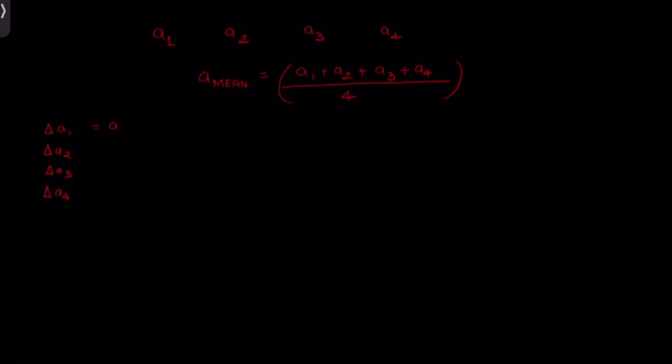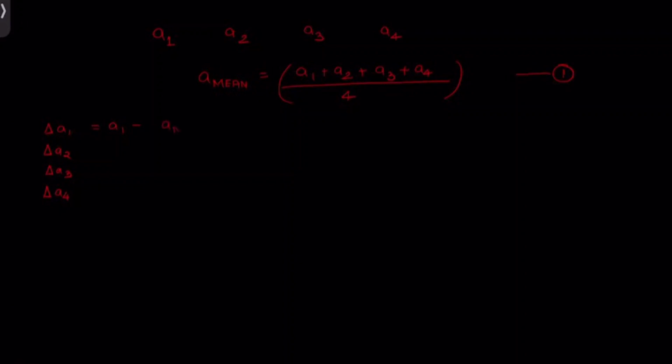So just to understand again. First of all, we had these quantities A1, A2, A3. Let's say we have only 4 quantities for now. What will be A mean? A mean will be equal to A1 plus A2 plus A3 plus A4 divided by 4. Then next thing will be delta A1, delta A2, delta A3, delta A4. This will be A1 minus this complete value. Let's write it as equation 1.